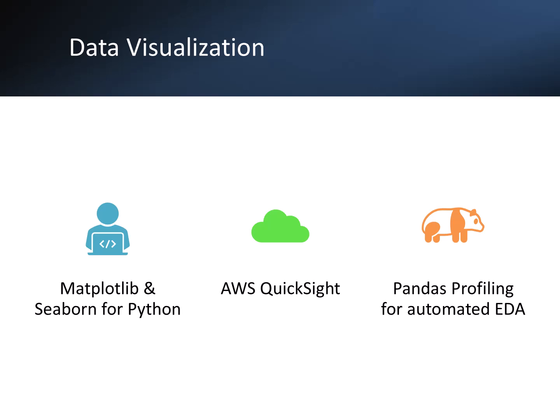All right, in the AWS ecosystem, QuickSight offers powerful visualization capabilities with minimal setup. For Python users, libraries like Matplotlib, Seaborn, and Plotly provide extensive visualization options, while tools like Pandas profiling can generate comprehensive EDA reports with just a few lines of code. And remember that visualization isn't just about making pretty charts. It's about gaining insights that drive decision making in your data science workflow.